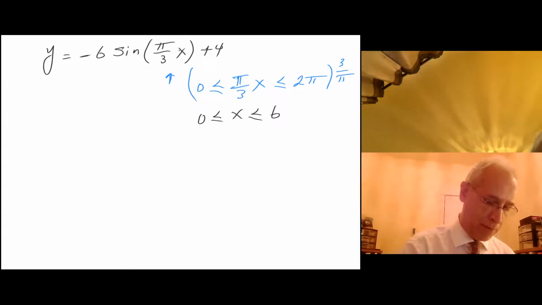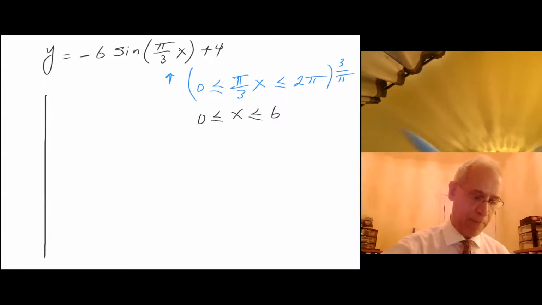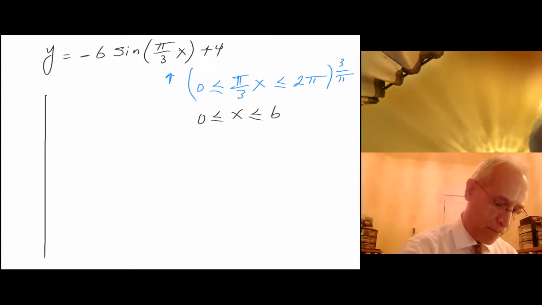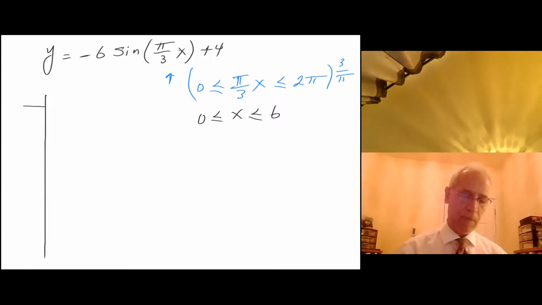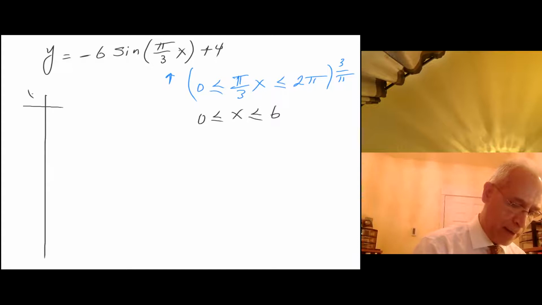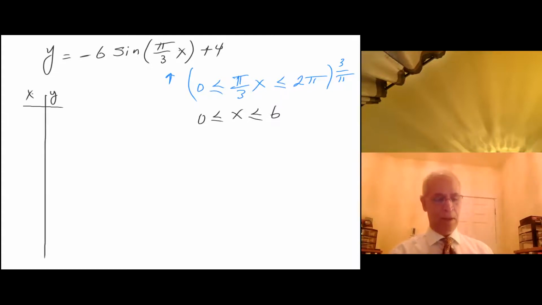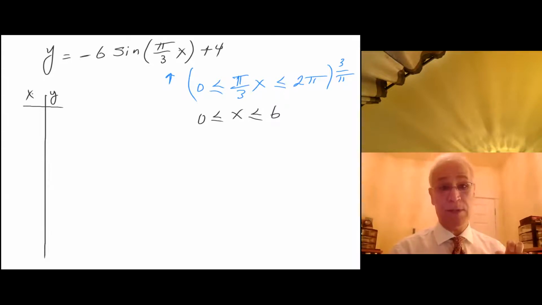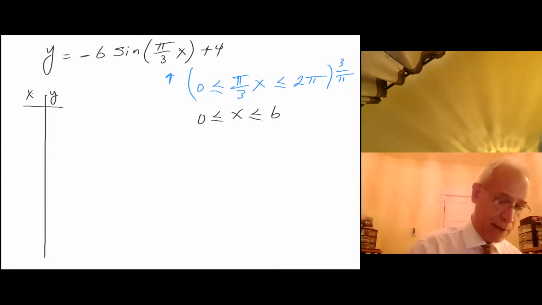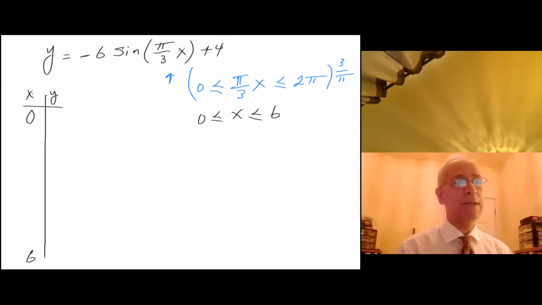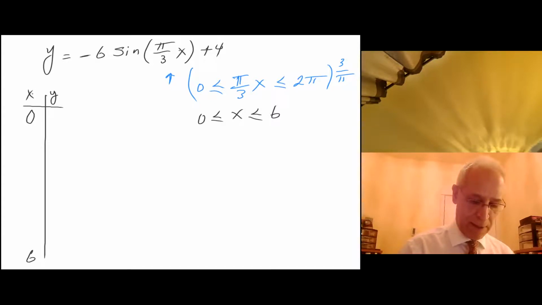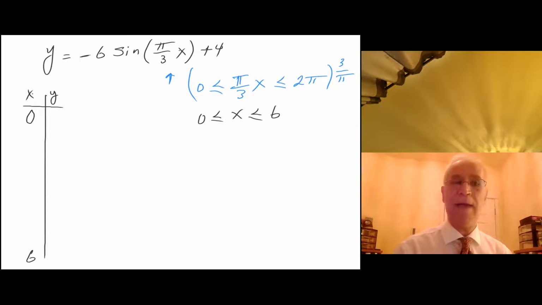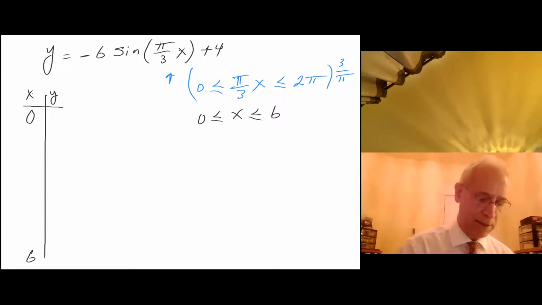So I'm going to go ahead and make a t-table, x and y. Remember from the graphs of sine and cosine, I need 5 values. That gives me 4 equal distances, starting from 0 and ending with 6. The easiest way to achieve this is to find the halfway between 0 and 6. That's easy, that's 3.